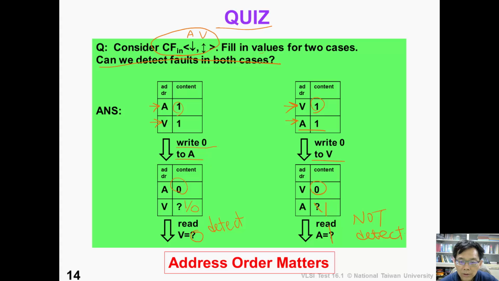So from this example, we can see that the address order of the aggressor and the victim does make a difference. Even if we apply the same test, the result will be different due to the address order of the aggressor and the victim.